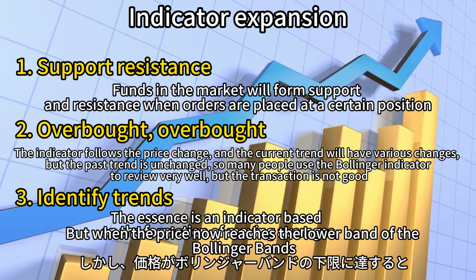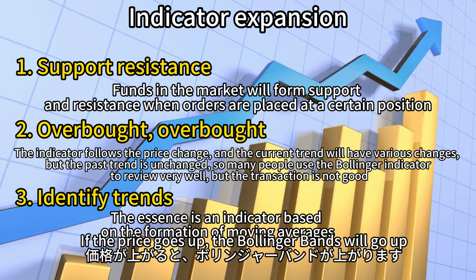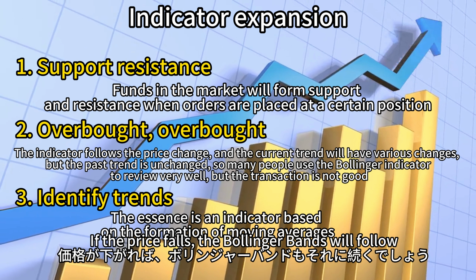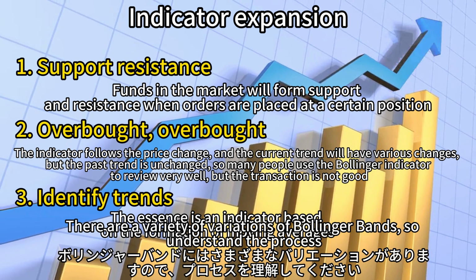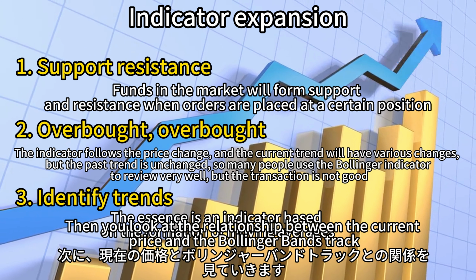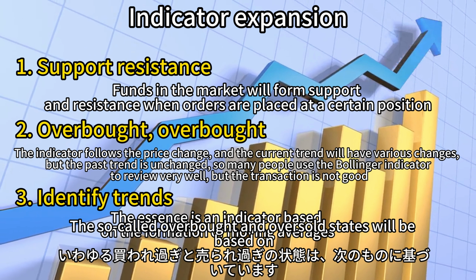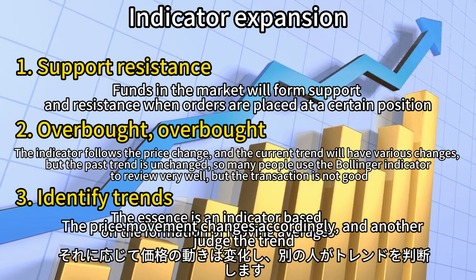But when the price now reaches the lower band of the Bollinger Bands, if the price goes up, the Bollinger Bands will go up. If the price falls, the Bollinger Bands will follow. Observe from the present day depending on the price action. There are a variety of variations of Bollinger Bands, so understand the process. Then you look at the relationship between the current price and the Bollinger Bands track. The so-called overbought and oversold states will be based on the price movement changes accordingly, and another judge the trend.